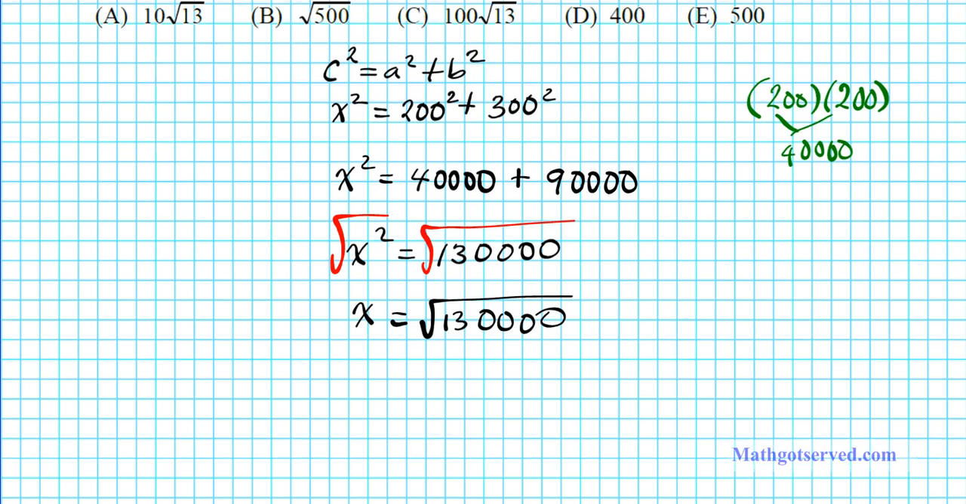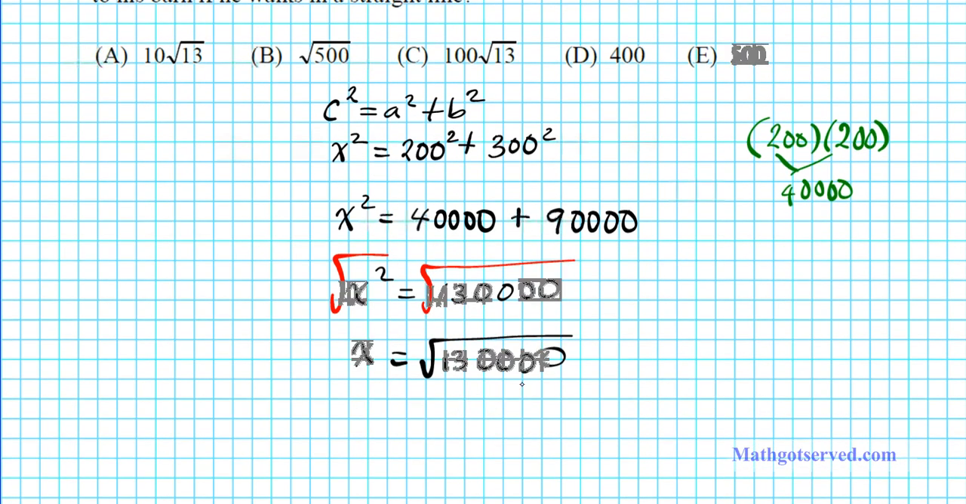Alright, so now that we have it set up, we're gonna have to simplify our answer. It looks like it's either going to be A or C because it has our root 13 there. All right, let's go ahead and simplify this. So to simplify this, we're going to have to break down 130,000.